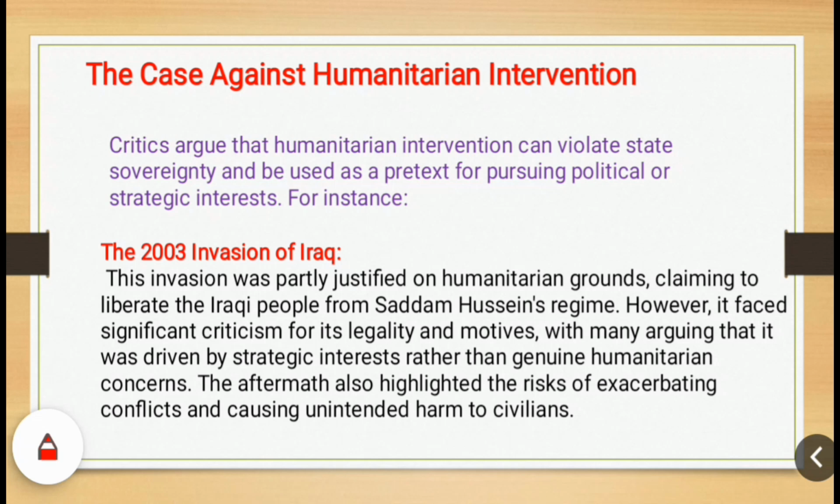However, it faced significant criticism for its legality and motives, with many arguing that it was driven by strategic interest rather than genuine humanitarian concern. The aftermath also highlighted the risk of disrupting conflicts and causing unintended harm to civilians.